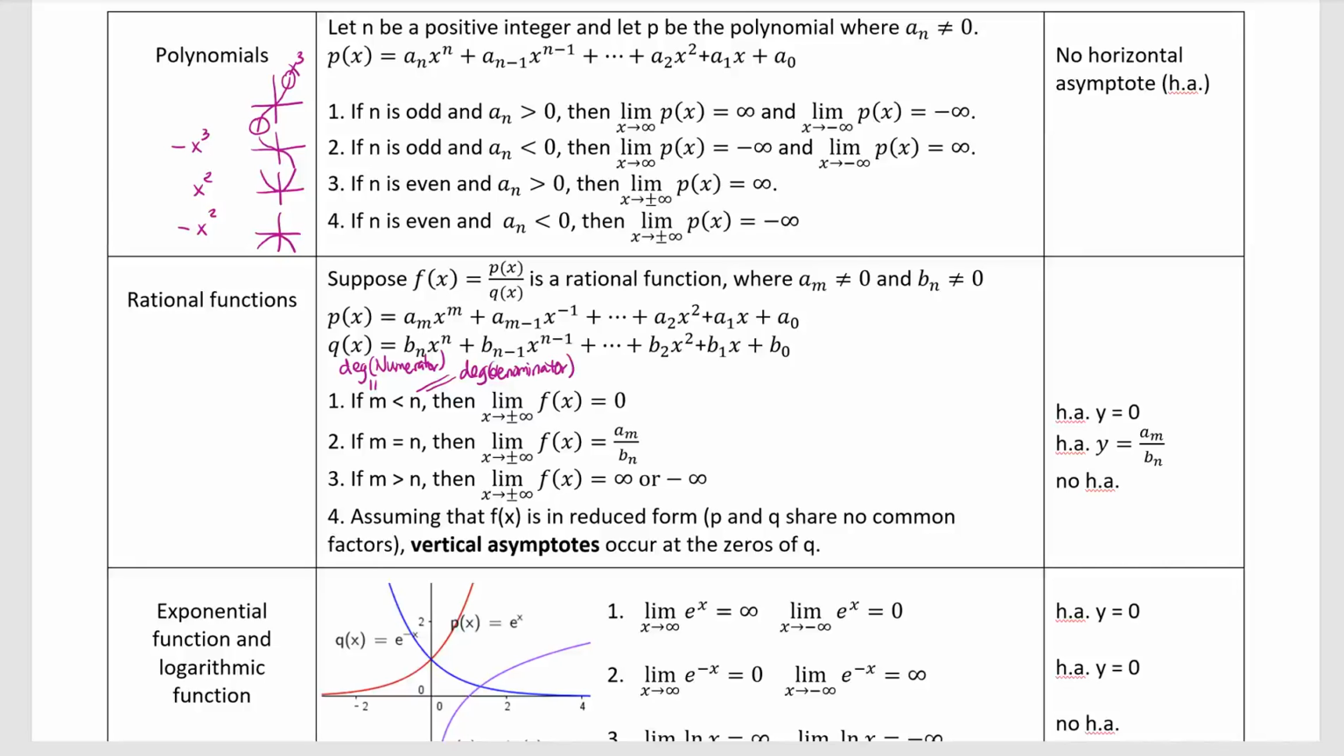Well, if they have the same degree, we just look at the dominant terms. If they have the same degree, then m and n are the same. The x just cancels out, and then we only have the ratio of the leading coefficients. So far, so good. So then we have a horizontal asymptote y equals the ratio of their leading coefficients.